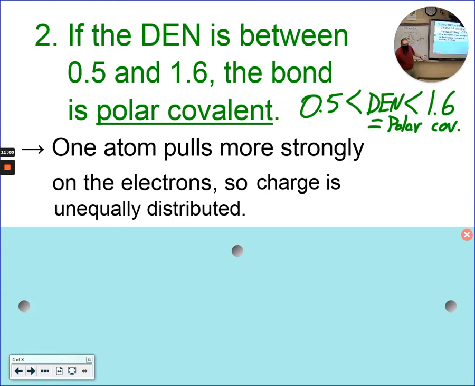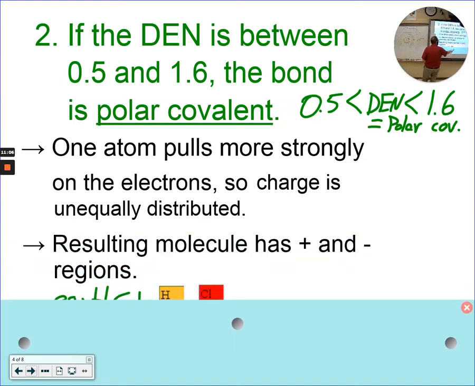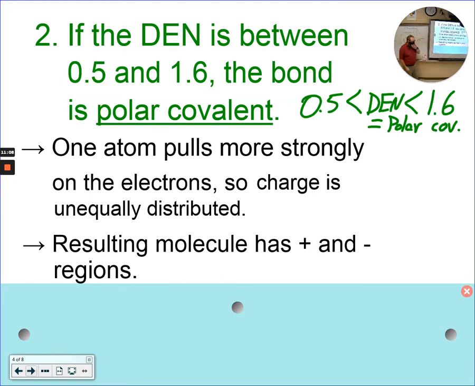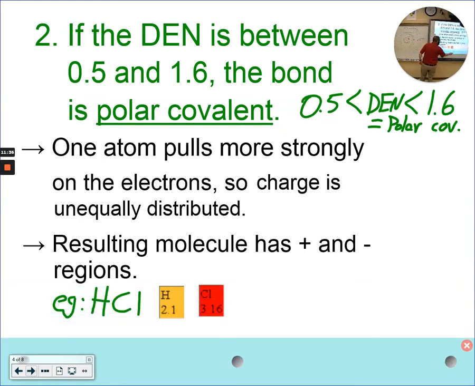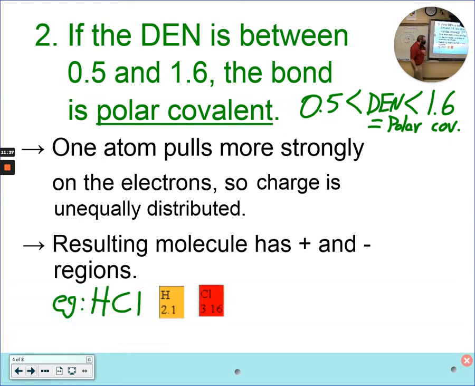But in either case, the sharing is not perfectly equal. And so you get what's called a polar molecule. Now, a polar molecule, we're not talking about like North Pole, South Pole cold. We're talking about like North Pole, South Pole of a magnet. Okay? Or the positive and the negative end of the battery. A molecule where the electrons are not being shared evenly is going to have positive parts and it's going to have negative parts. It's going to have slight positive, slight negative charges in different parts of that molecule. An example I want to show you is HCl, hydrogen chloride.